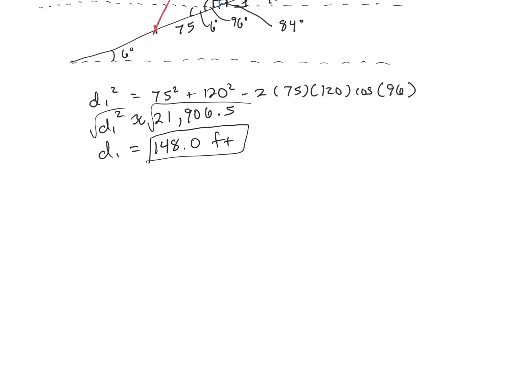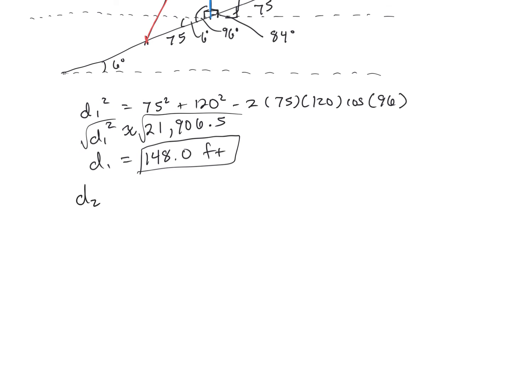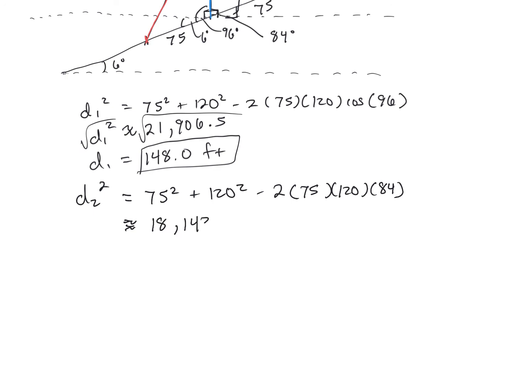Do the same thing for my second distance, D2. D2 squared equals 75 squared plus 120 squared minus 2 times 75 times 120 times cosine of 84. This gives me somewhere around 18,143.5 for D2 squared. So we take the square root. D2 equals about 134.7 feet.